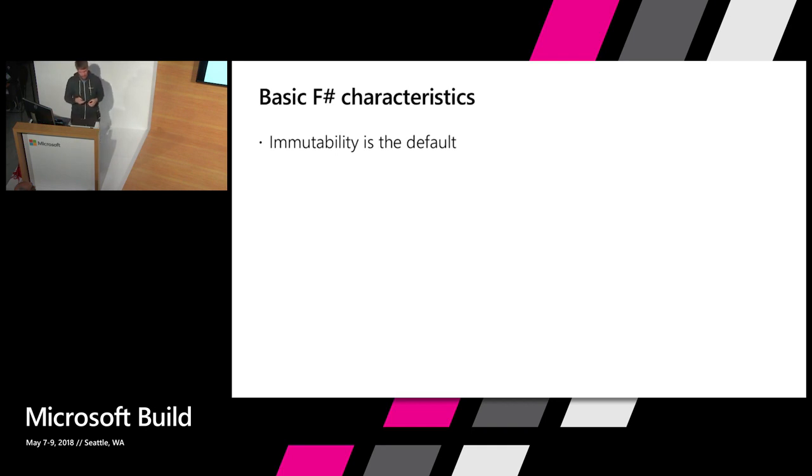Because as it turns out, when you're writing kind of normal code, you don't really need stuff to be changing in place all the time. You kind of just want to say, hey, I want to bind the results of this function to a value, or I want to take this value and pass it to a function. Well, there's no reason for that to be mutable, and so that's why it's immutable by default. Okay? Type inference is used for everything.